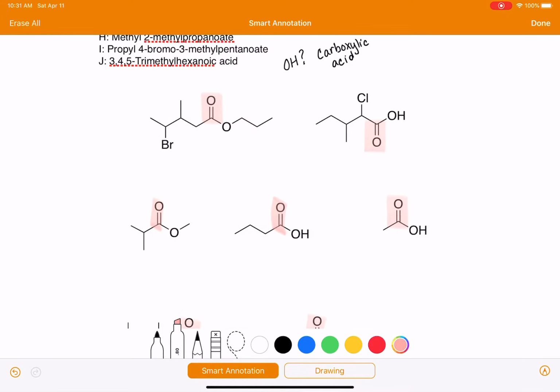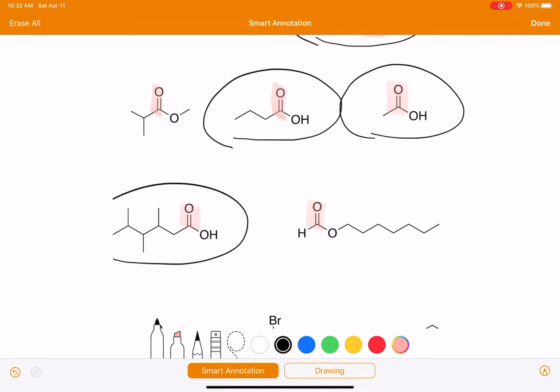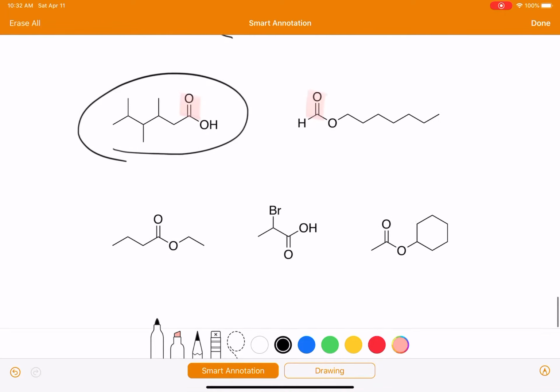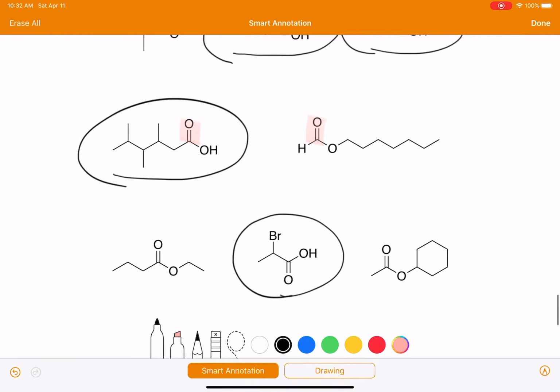We are going to go through and look for carboxylic acids. So we're starting by looking at the carbon-oxygen double bond and then asking ourselves, does this molecule have an OH hanging off of that carbon-oxygen double bond? And when I find one, I'm going to circle it. There's one, because we've got that OH right there. Here's another one. Here's another one. Here's another one. And one more. So there are our carboxylic acids on this worksheet.